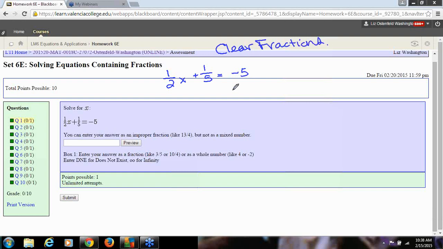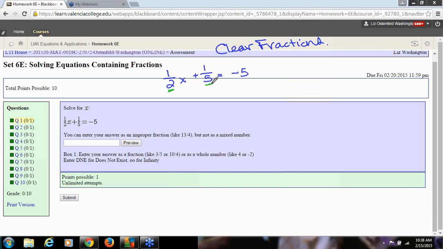And that is, we would look at the denominator. So I see here I have a denominator of 2 and 5. And I would ask myself, if I was going to make a common denominator, what number would that be? What do you think it would be? 10. Very good.